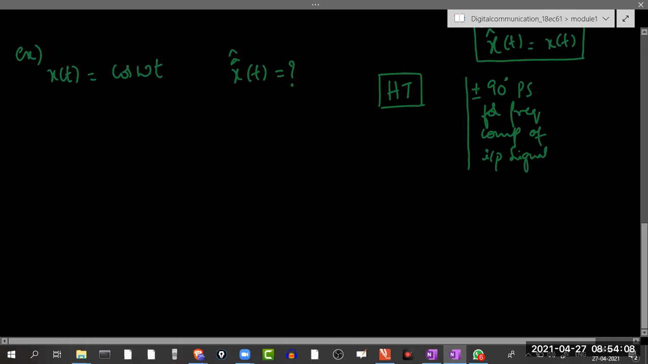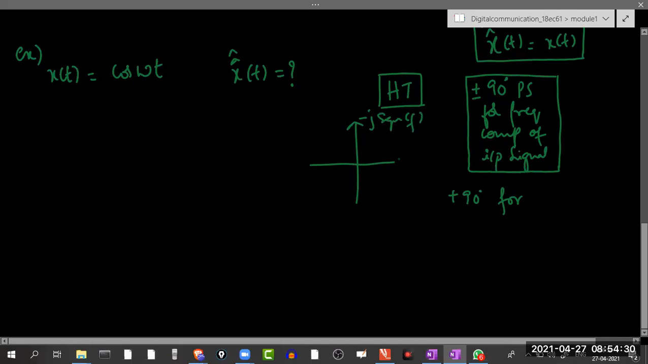Now the sign of this plus or minus 90-degree depends upon the frequency value. It will be positive 90-degree for... So let me redraw this, negative j signum function of f. This is how it looks like. This is positive j and this is negative j.